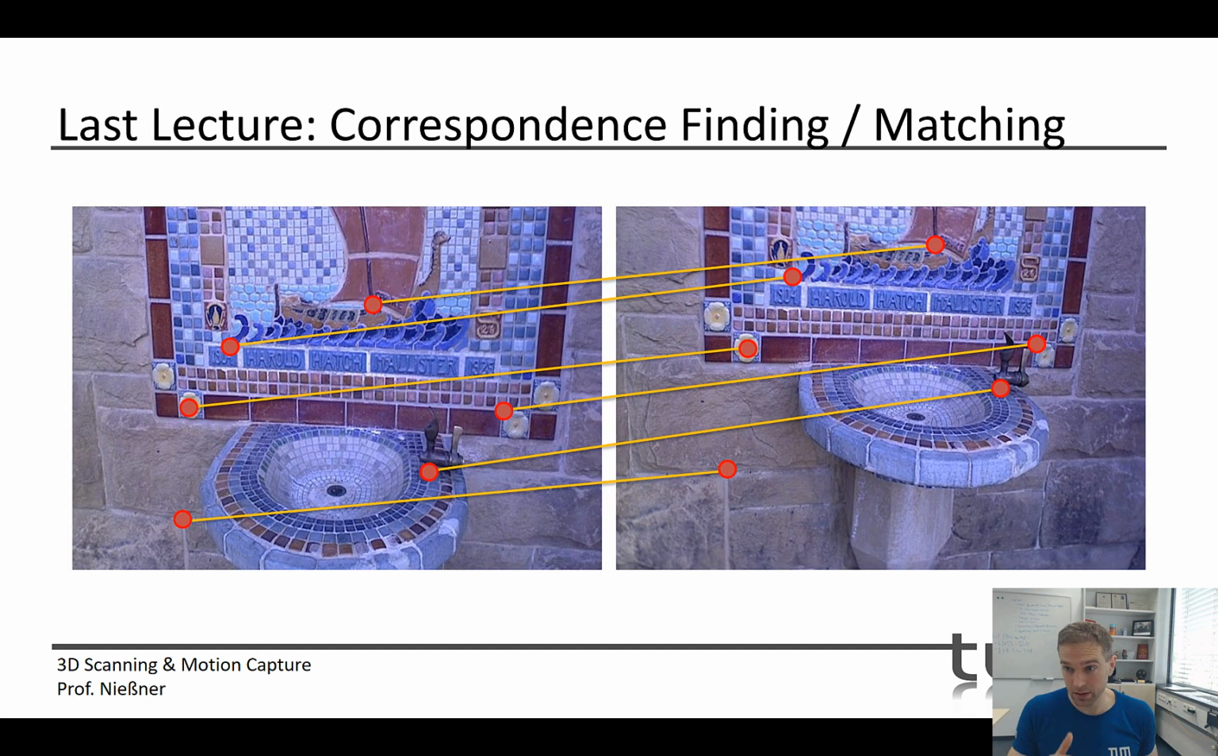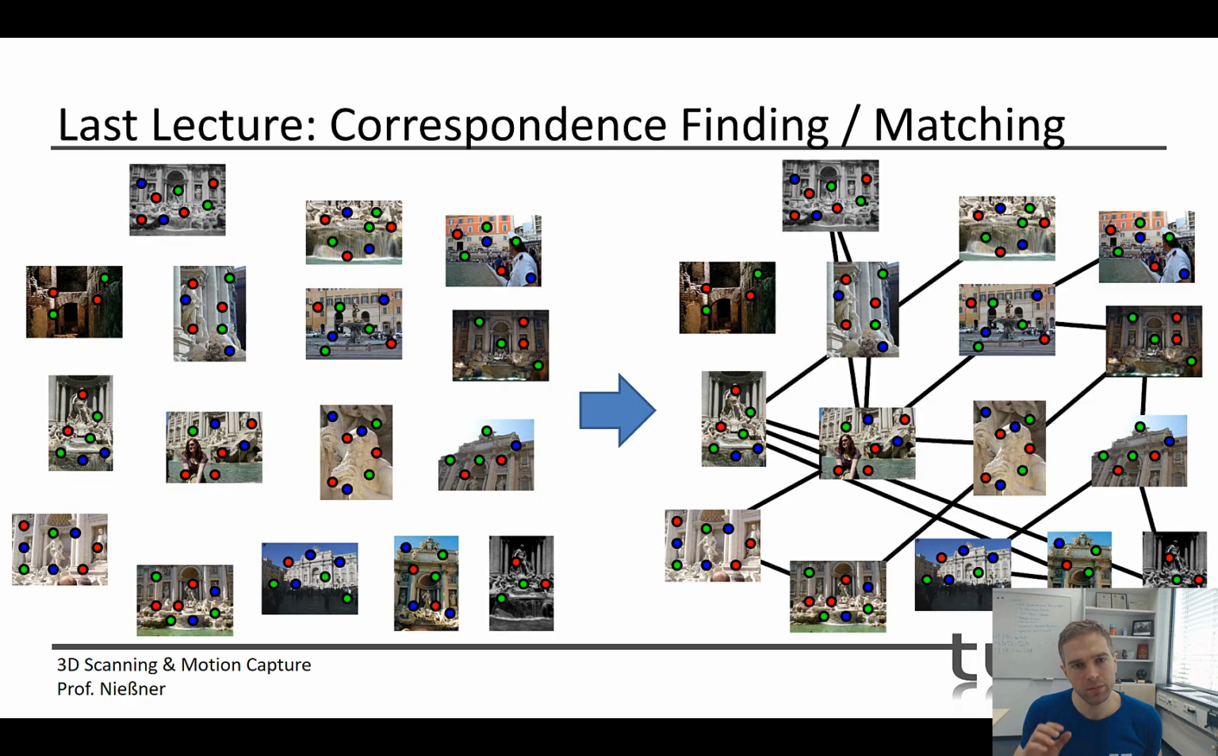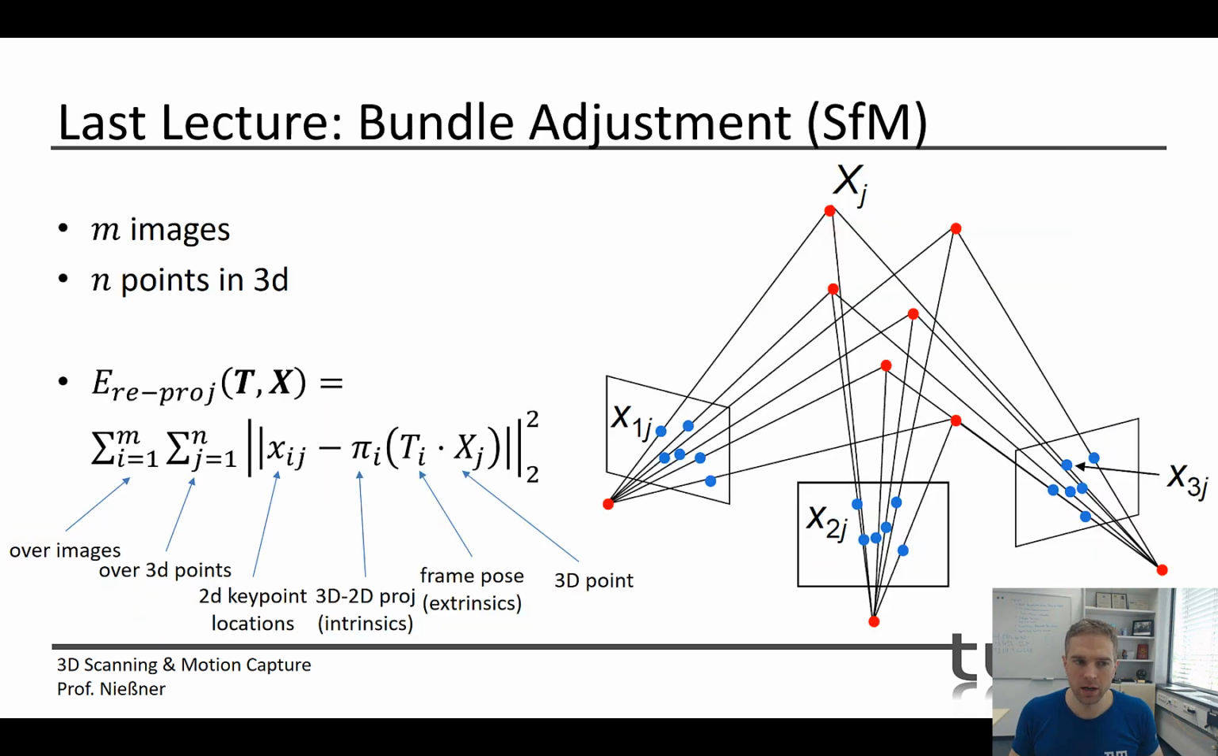We also talked about correspondence finding and matching, basically features. One of the long-standing challenges in computer vision is to establish features between different views. We talked about what we do with these matches once we have found them. We talked about these correspondences that we get from multiple images, and about bundle adjustment, how we can use these matches in order to optimize for the camera poses as well as the 3D points.